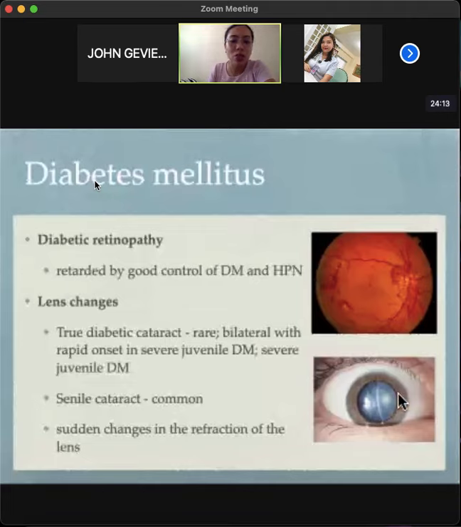Lens changes. As I said, if you are diabetic, there is a high chance of having cataract or early cataract. Also, even if you don't have cataract, fluctuations in your blood glucose would cause changes in the refraction. Basically, this is because of sorbitol retention in the lens, which is also associated with having cataract.